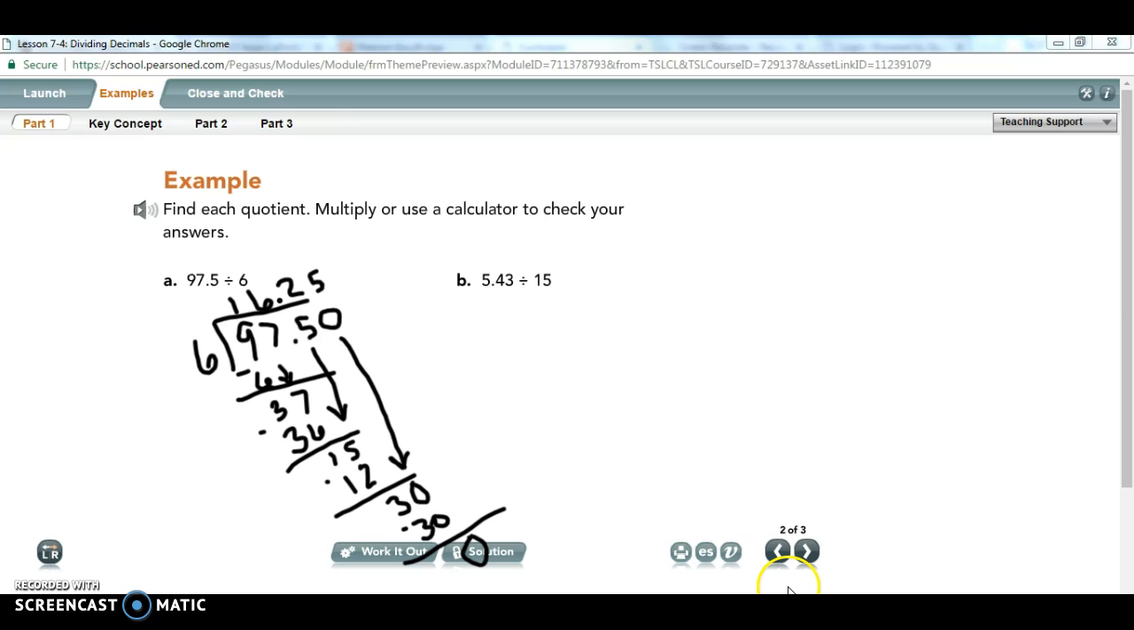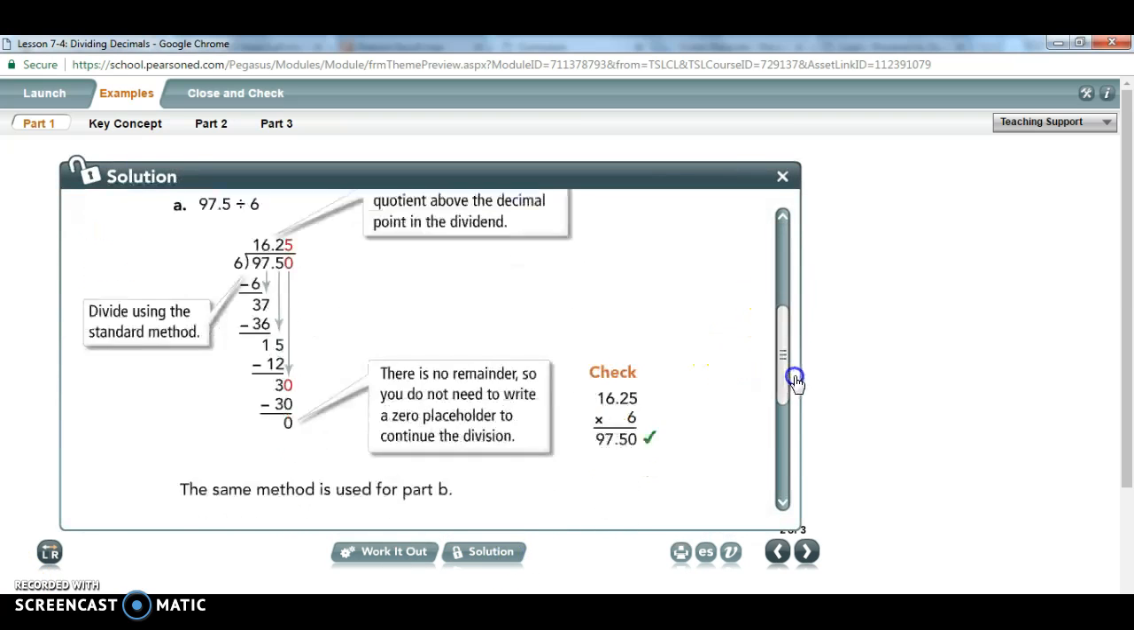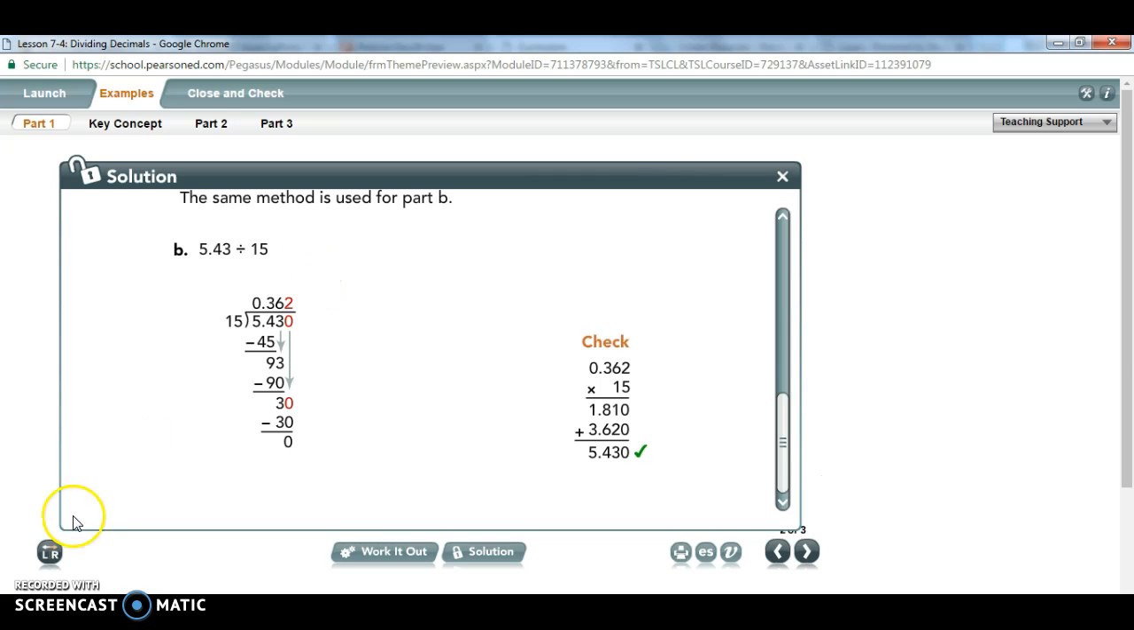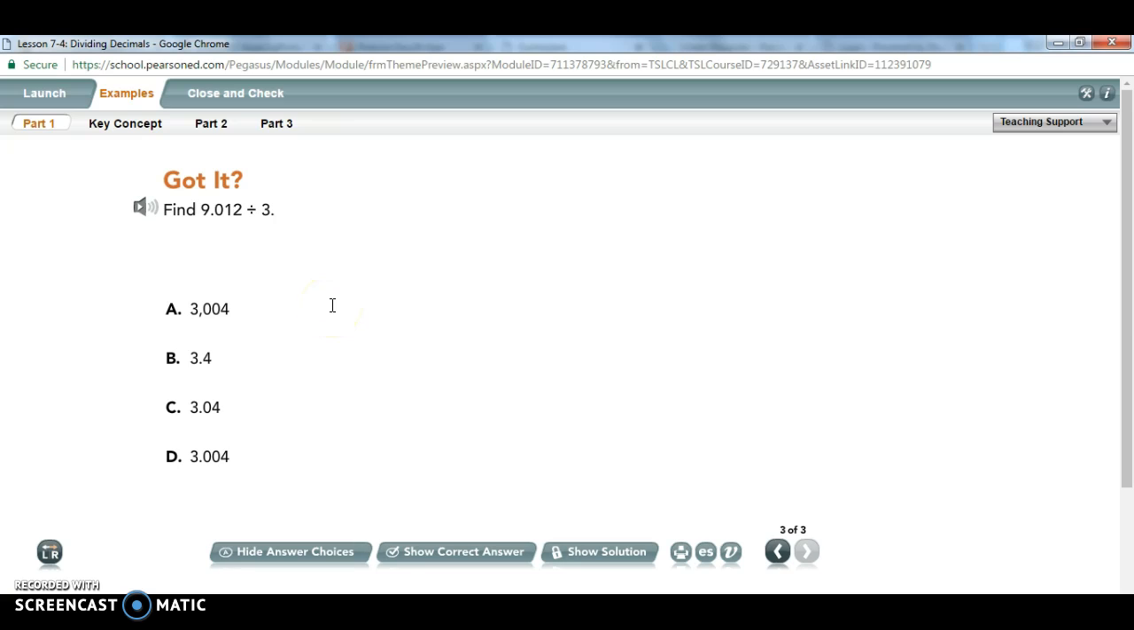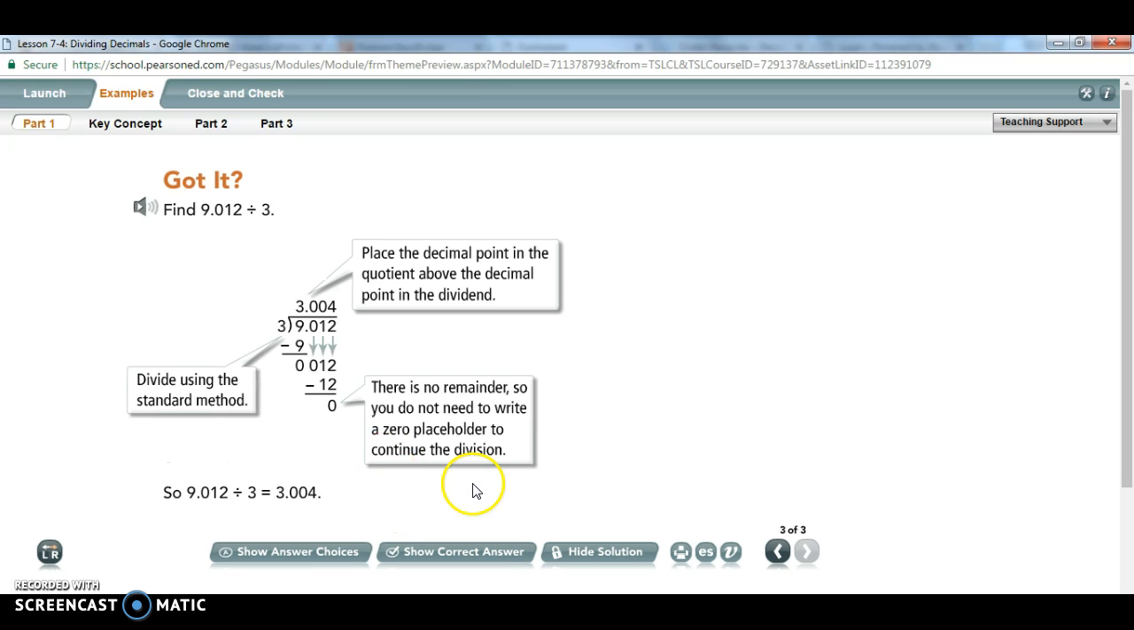What I would love for you to do is try B on your own, and then I will show the solution. Here is the answer for part B. Feel free to pause the video if you would like more time looking at this. Our got it problem for part 1 is 9 and 12/1000ths divided by 3. It's going to be one of these answers. The correct answer is D, 3 and 4/1000ths. And to get the answer, you can pause the video and read this solution.